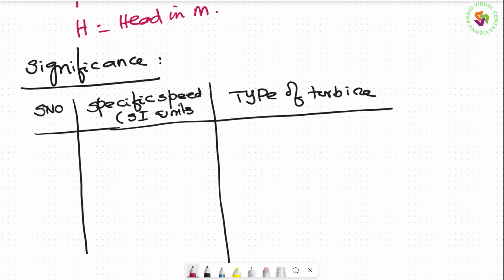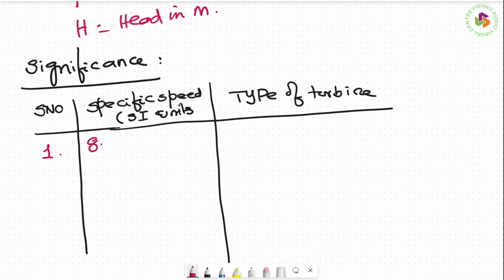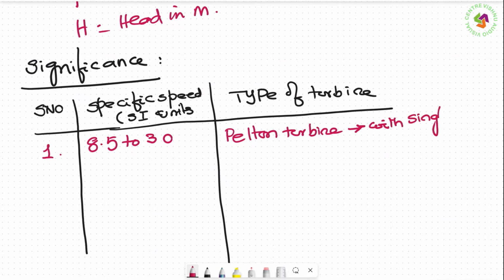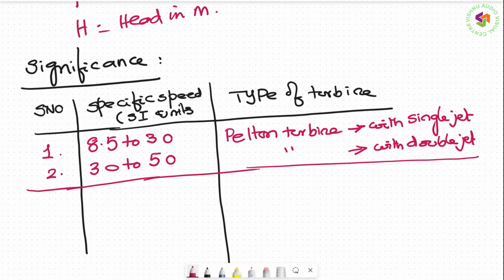So if I take the first one, if the specific speed is between 8.5 to 30, low specific speed, I will go with Pelton turbine with single jet. If the specific speed is between 30 to 50, then I will still go with Pelton turbine with double jet. That means discharge I am a little bit increasing. So this is the first one.